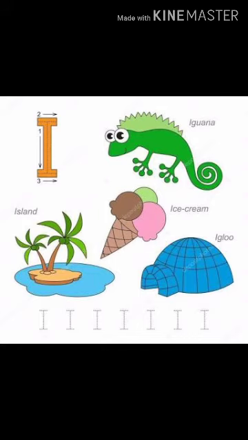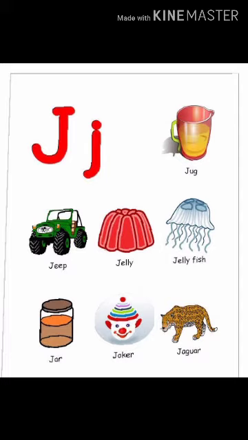The next letter is J. J jug. J jelly. J jellyfish. J jar. J joker. J jaguar. J jeep. These all are pictures related to the letter J.